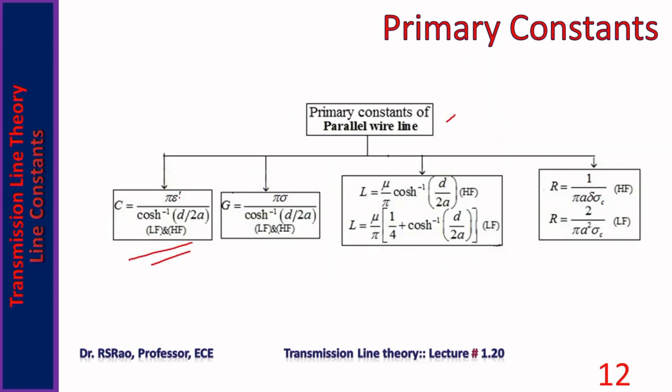C is given by pi epsilon prime by cosh inverse of D by 2a. This is from electrostatics. Replacing epsilon prime by sigma, we have G. By using the relation mu epsilon equal to LC, we get L. This is high frequency, this is low frequency. When we are at low frequencies, a new factor comes into being, and that factor also we have to consider. Resistance is given by 1 by pi a delta sigma_c at high frequency. At low frequencies, it is this one.